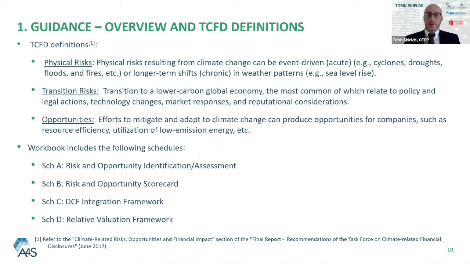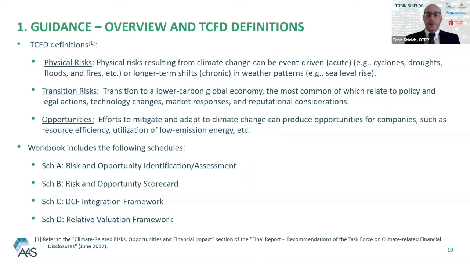In terms of the structure of this workbook, this tool includes the following schedules, which can be used to assist in identifying, documenting, and assessing climate change risks and opportunities. Schedule A, Risk and Opportunity Identification and Assessment. This schedule is an initial screen to assist in identifying sources of information of relevant climate risks and opportunities that could refer to the subject company, comparable companies, and the overall applicable industries or locations.